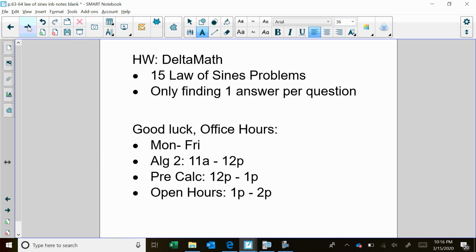When you get to your Delta Math homework, you have 15 law of sines problems, but the good news is you're only finding one answer per question. The questions that we just did, you had to find three different things. The problems are set up so that there's no penalty. You just need to keep working problems till you kind of understand it.